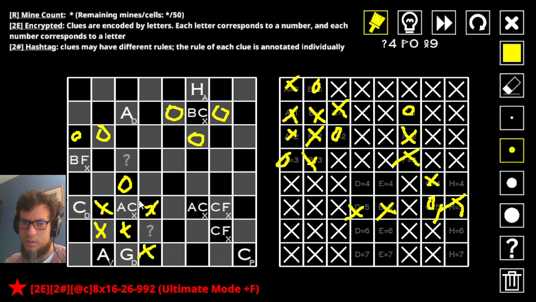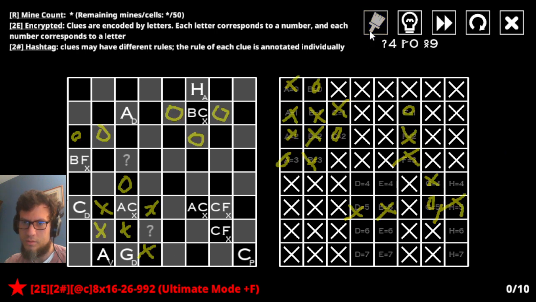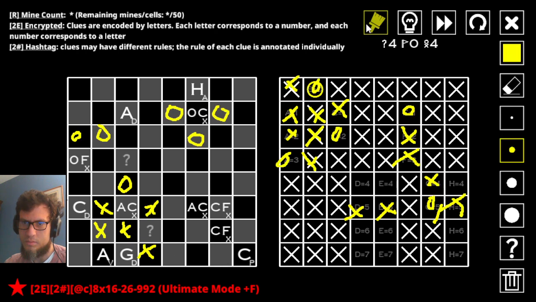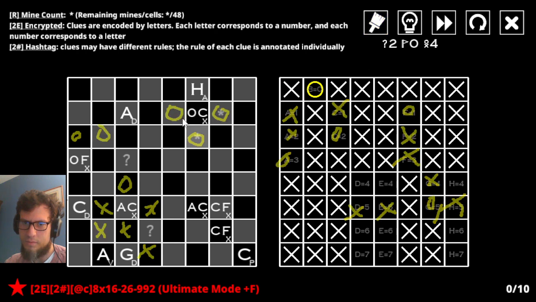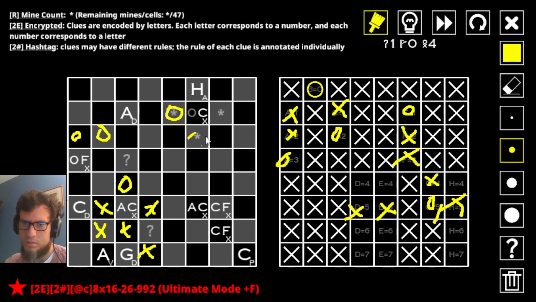I guess one thing that I can safely conclude is that A is not 0, because of this. Even if this was 4, if one of these was missing, it would still force this A to have at least 1 mine in one of those 2 spots. So yeah, that happens. Okay, and if this is a 0, again, if there were mines here, that would knock both of those out. So these are still safe, regardless. Okay.